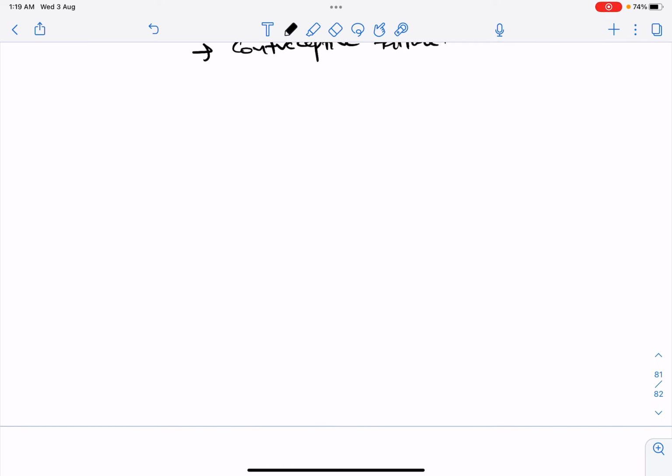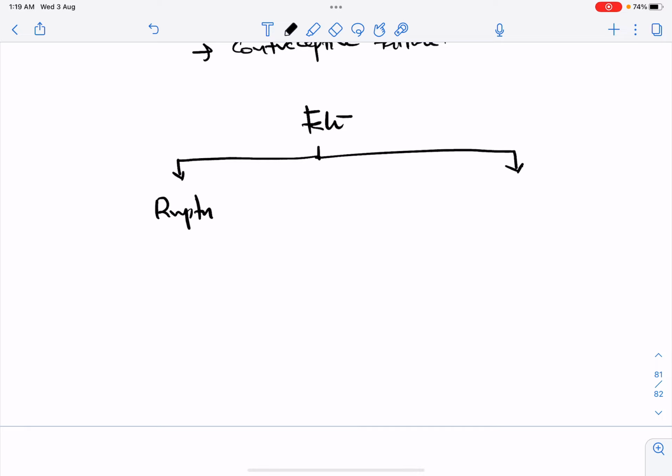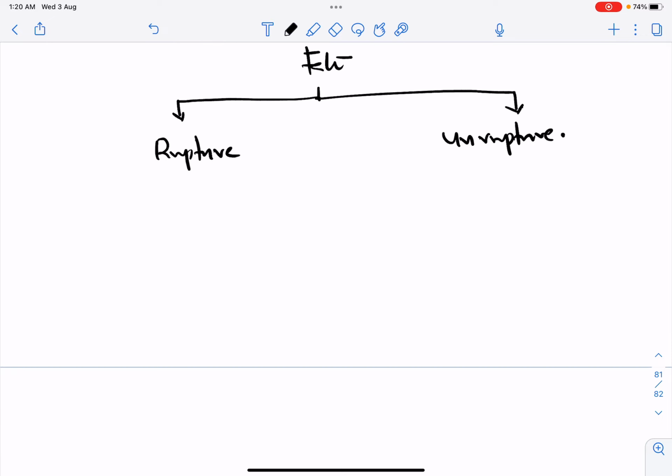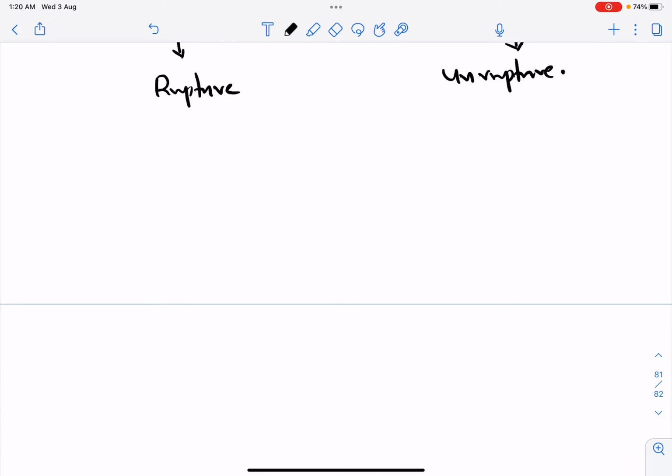Now let's move on to the fate of ectopic pregnancy. The ectopic pregnancy either goes for a rupture, or it remains unruptured. So the clinical features will be different for ruptured and unruptured. Let's discuss the ruptured ectopic pregnancy first.